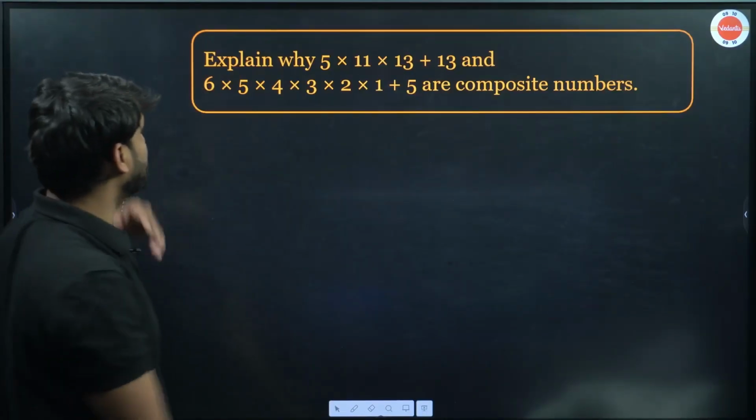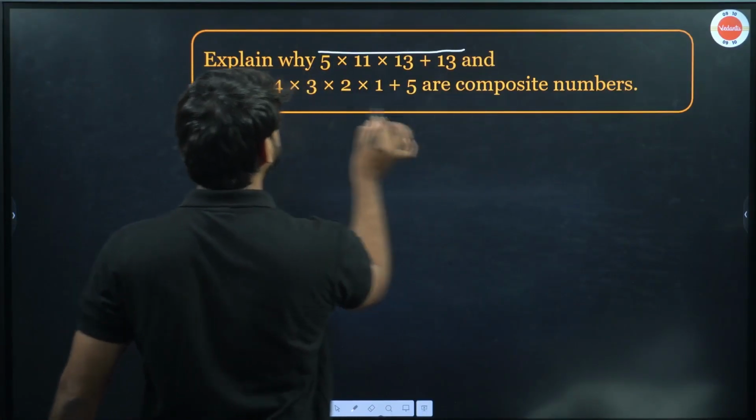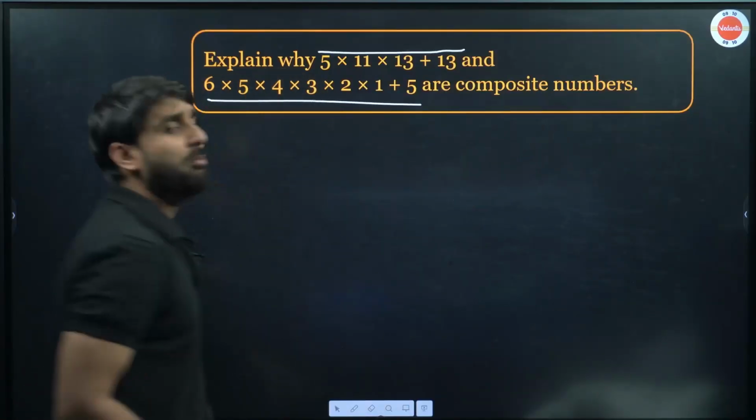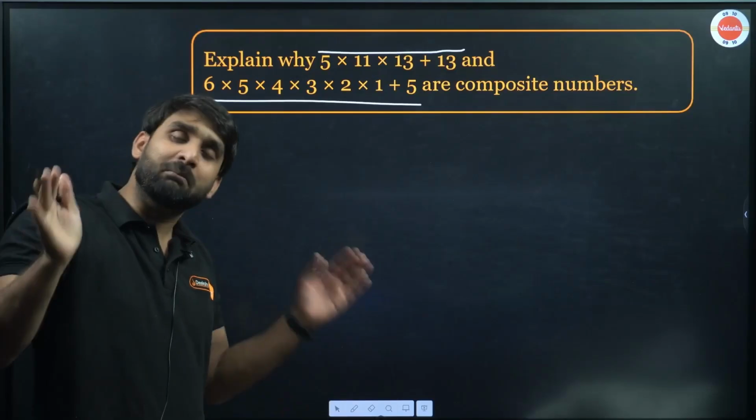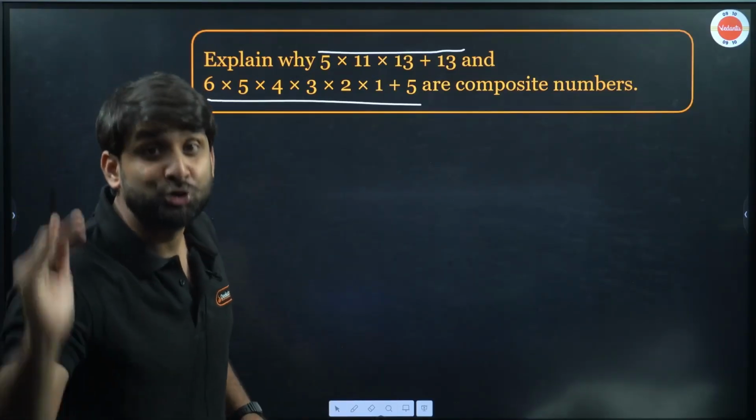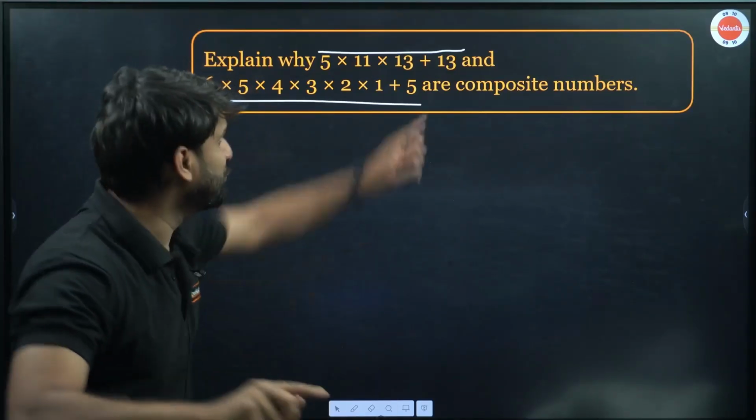Okay, now first question. Explain why this number and this number are composite numbers. What is the identity of a composite number? How can you say the number is composite or not? The number should have more than 2 factors. So let's check it once.